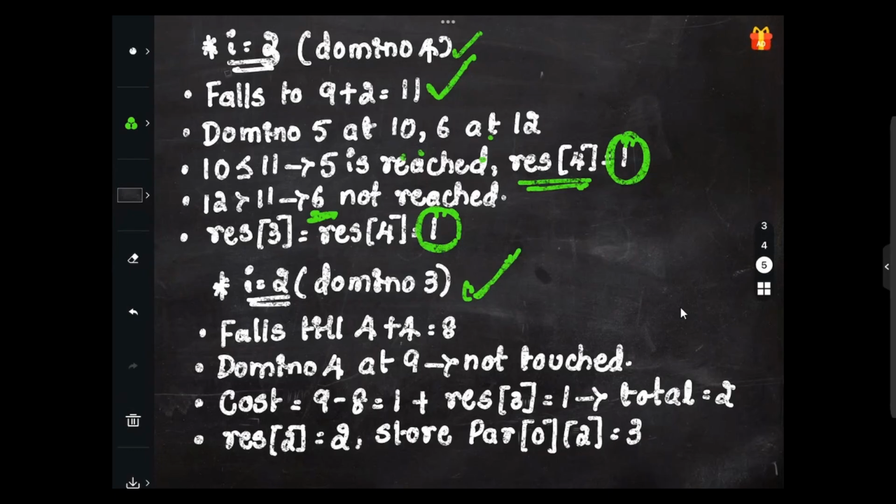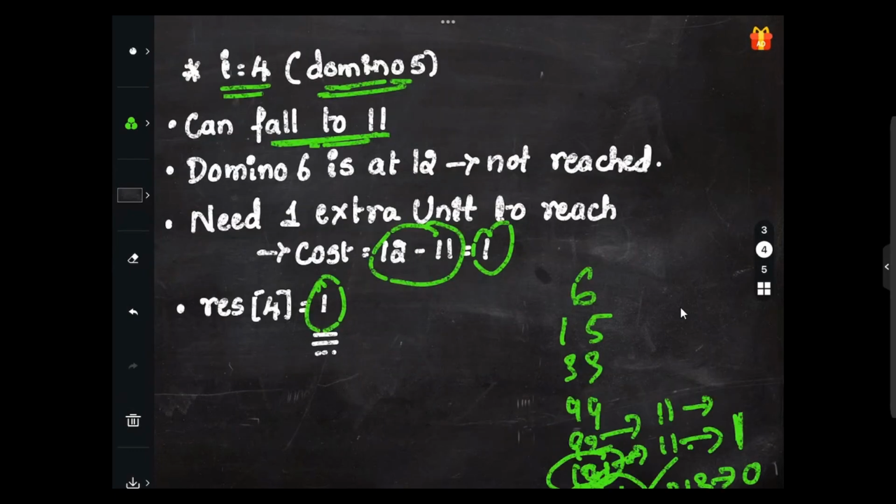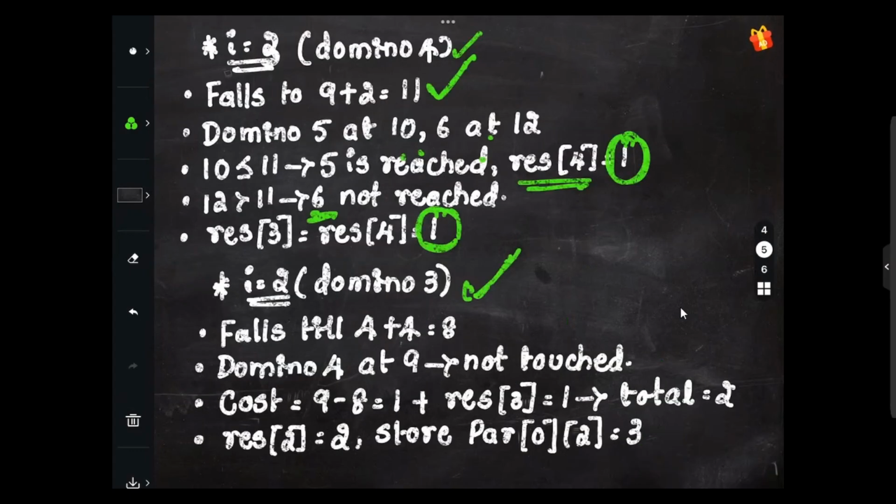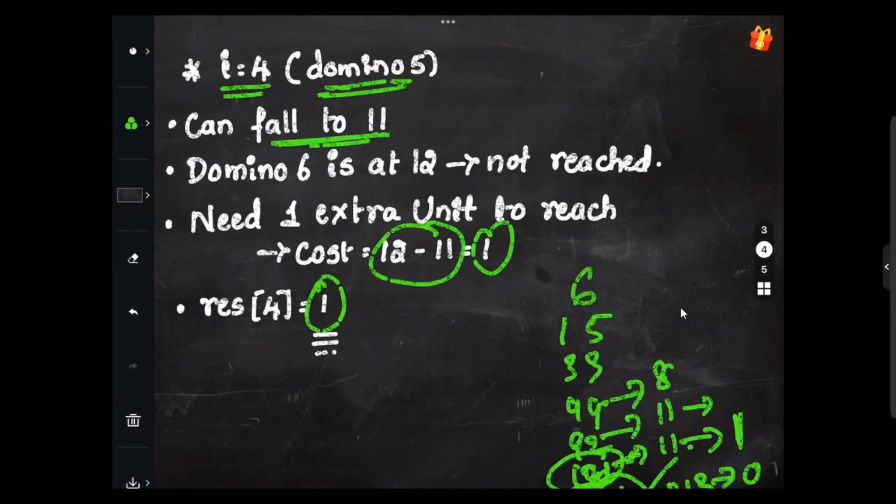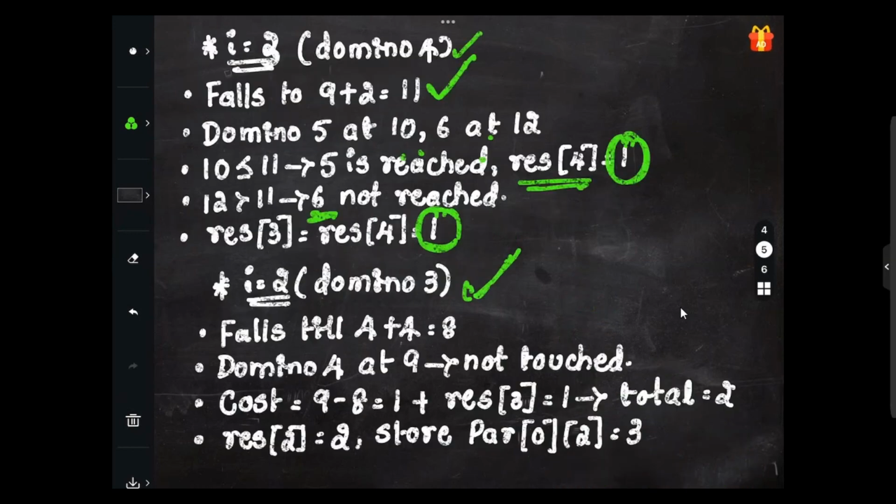It falls with this one, 4 and 4 we have, right? So 8 we have here. Domino 4 is at 9. See here, domino 0, 1, 2, 3, 4, 9 and 2 we have here. For domino 4 we have 9 here, the initial value, so this is not touched. 8 we have, and domino 4 we have 9. And again we have to calculate the cost. It is not reached or not touched.